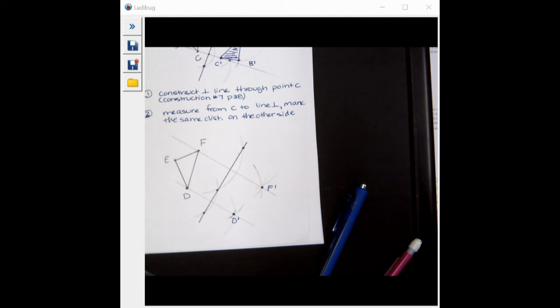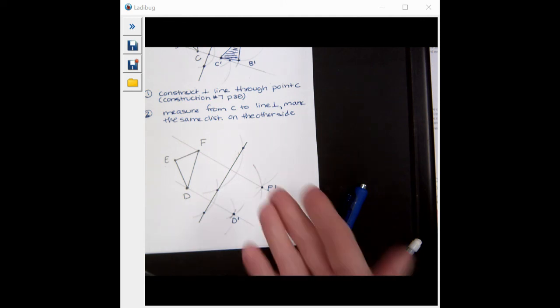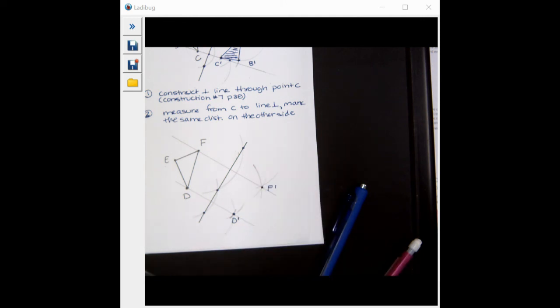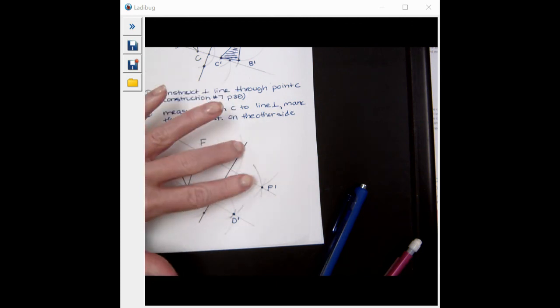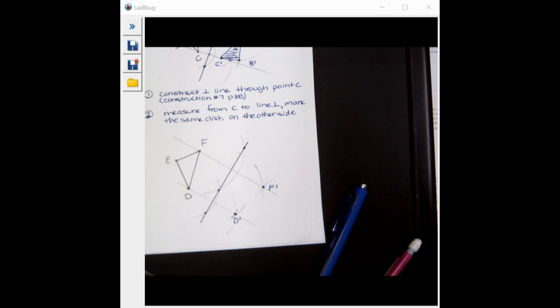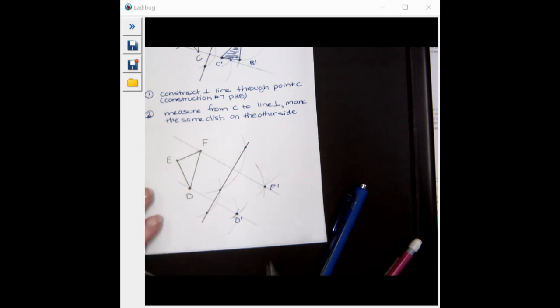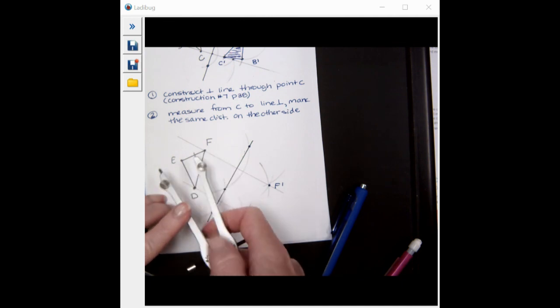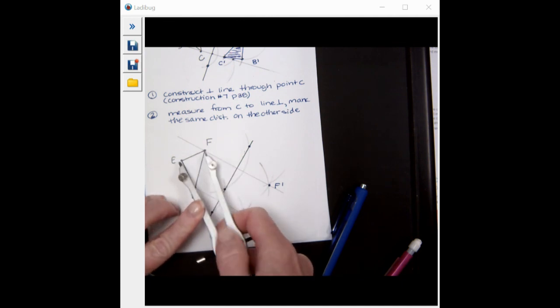Welcome back. You're probably done with your triangle. All I've done right now is found where F prime was. I made my arc. I did not change my radius. I arced from one intersection point. I arced from the other intersection point, and I found my F prime. So now I'm going to measure how far E is from F. That's how far E prime should be from F prime.